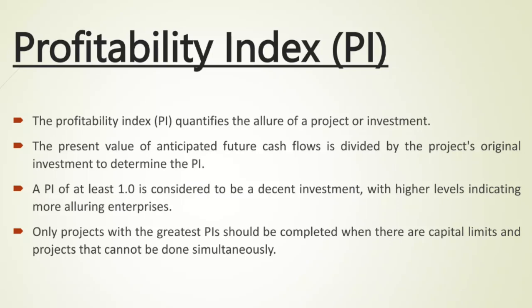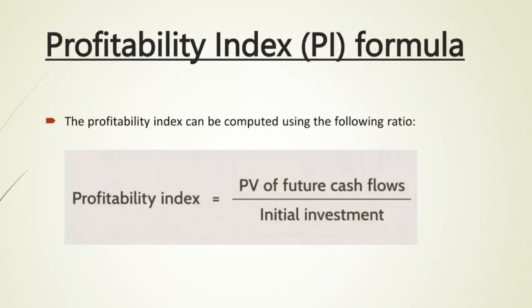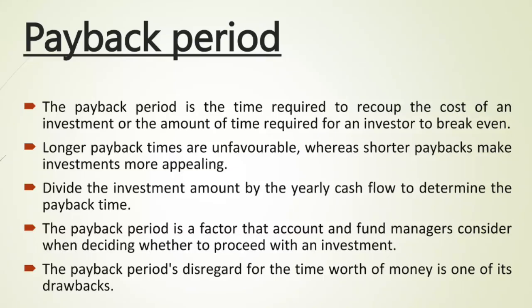Profitability index. The profitability index quantifies the allure of a project or investment. The present value of the anticipated cash flow is divided by the project's original investment to determine the PI. A PI of at least 1.0 is considered a decent investment, with higher levels indicating more alluring enterprises. Only the project with the greatest PI should be completed when there are capital limits and the projects cannot be done simultaneously. Profitability index can be computed using the following ratio. Profitability index is equal to present value of future cash flows divided by initial investment.